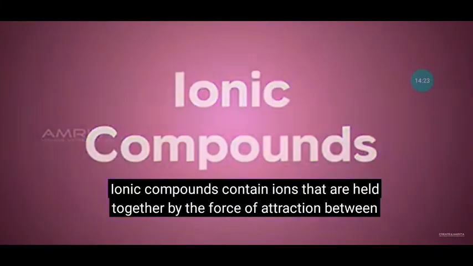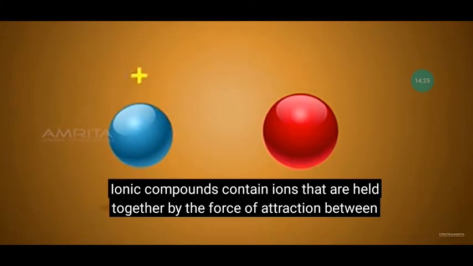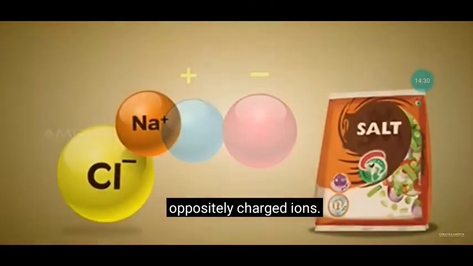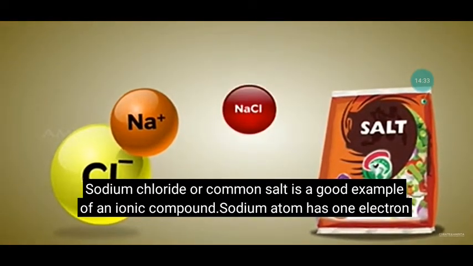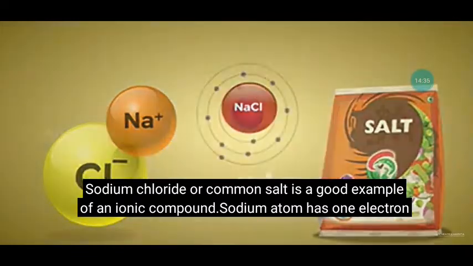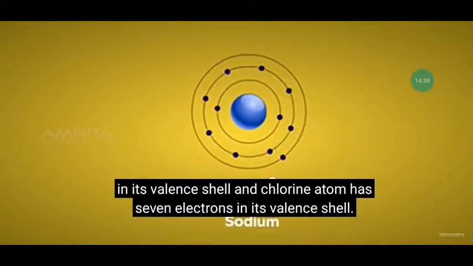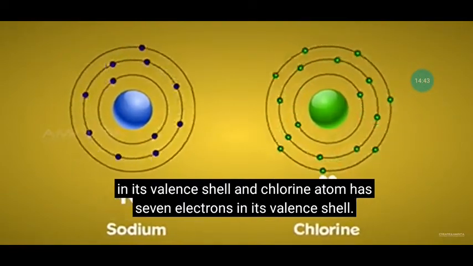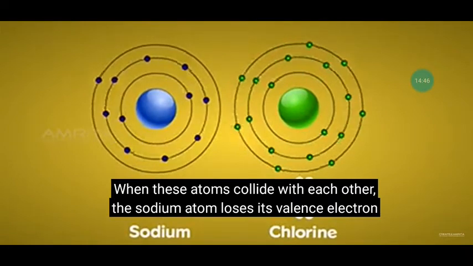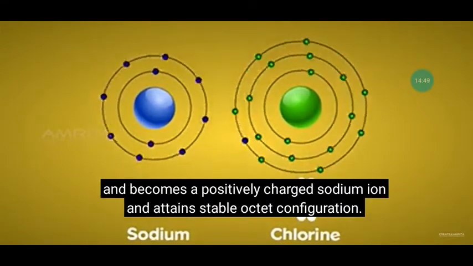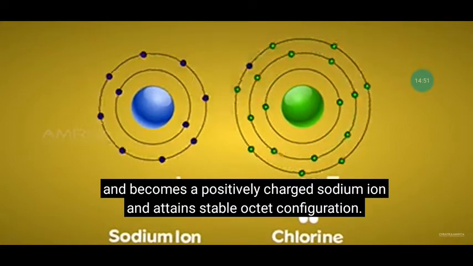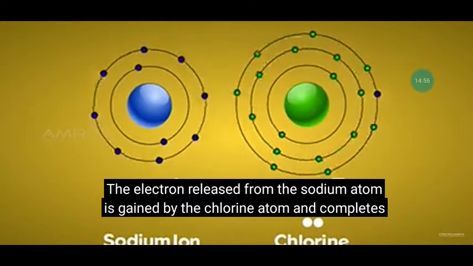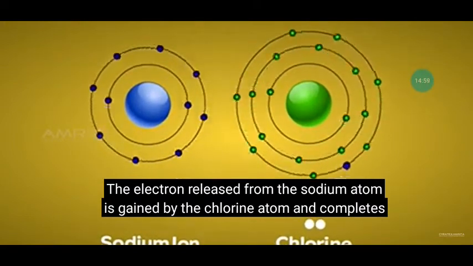Ionic compounds. Ionic compounds contain ions that are held together by the force of attraction between oppositely charged ions. Sodium chloride or common salt is a good example of an ionic compound. Sodium atom has one electron in its valence shell and chlorine atom has seven electrons in its valence shell. When these atoms collide with each other, the sodium atom loses its valence electron and becomes a positively charged sodium ion and attains stable octet configuration. The electron released from the sodium atom is gained by the chlorine atom and completes its octet.